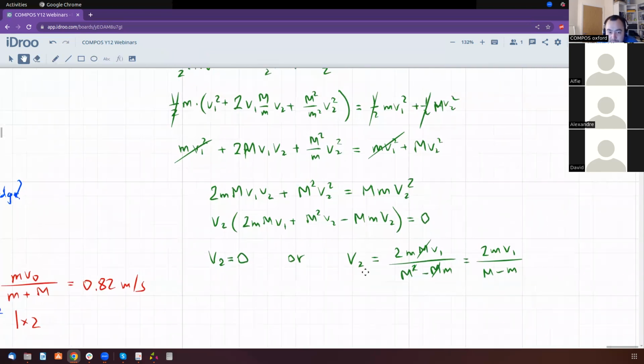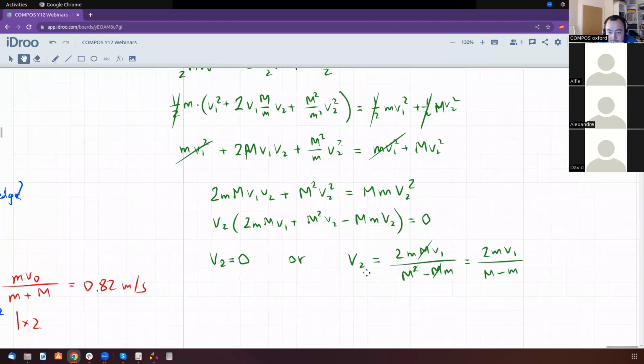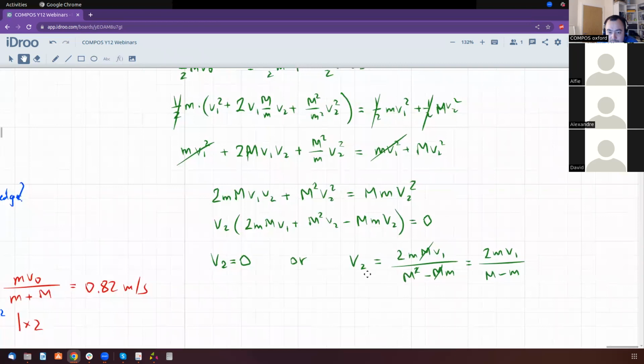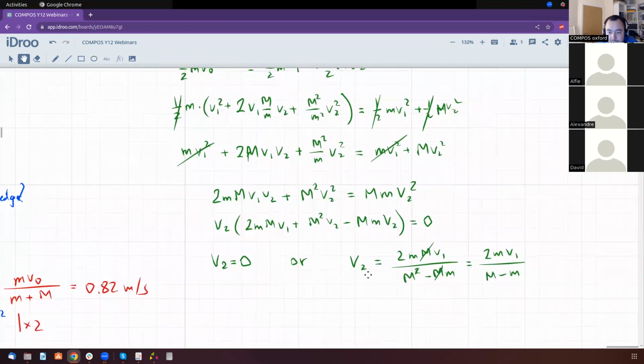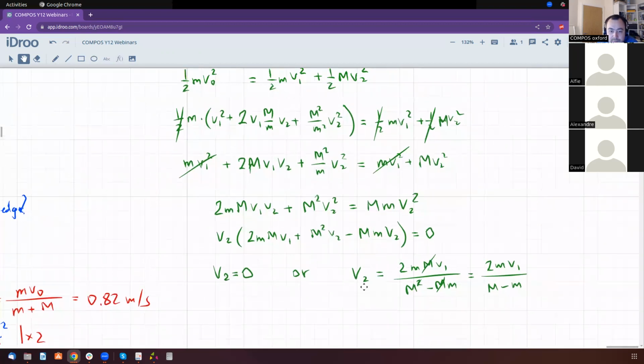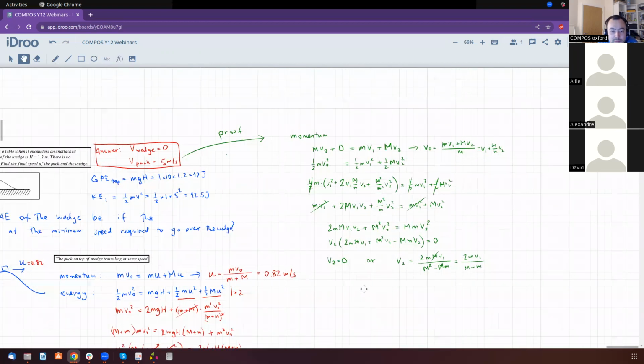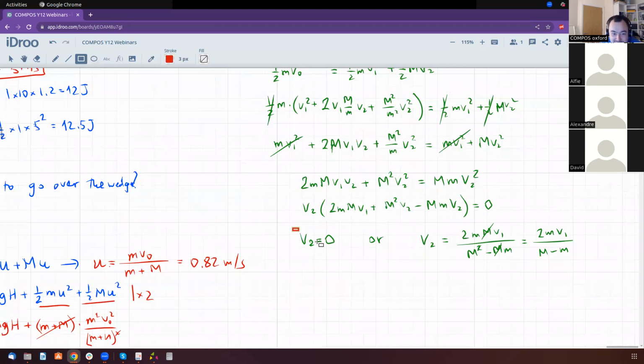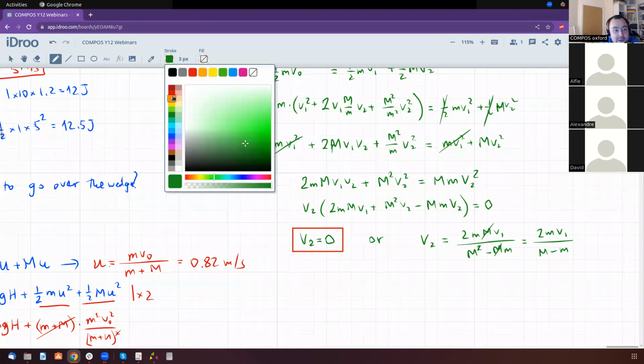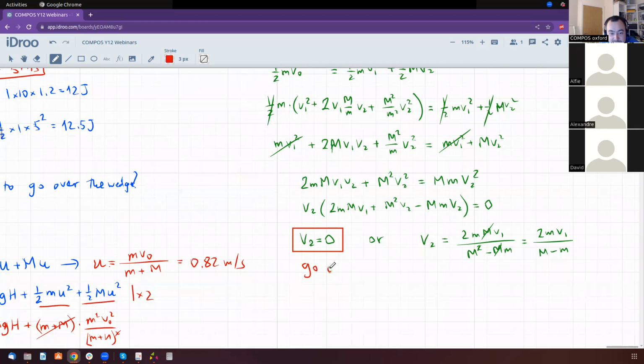Well, here is the solution. This is one of the options. This is when it goes over, and this one is when it doesn't go over. So this is when the wedge doesn't go over.